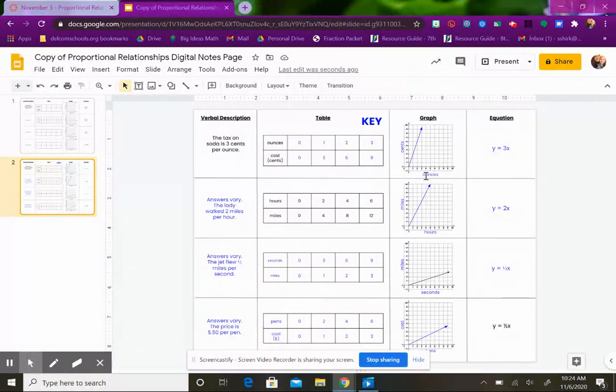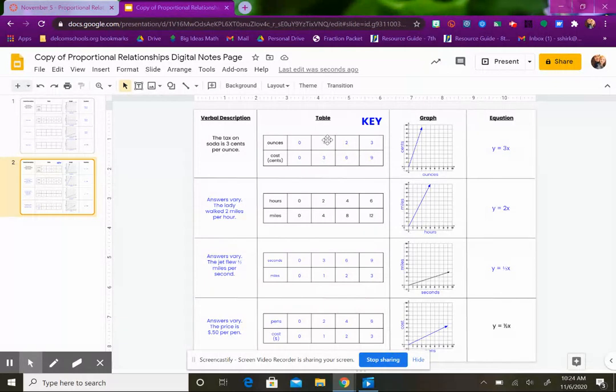And then if you're graphing this, ounces and cents, and if you can zoom in, it's the origin, the dot is at 0, 0. And for every 1 ounce, it's going up 3 cents. Every 1 ounce, up 3 cents. So to summarize this in not so many words, a graph has to be a straight line that passes through the origin, and the table of values have to be equivalent fractions.